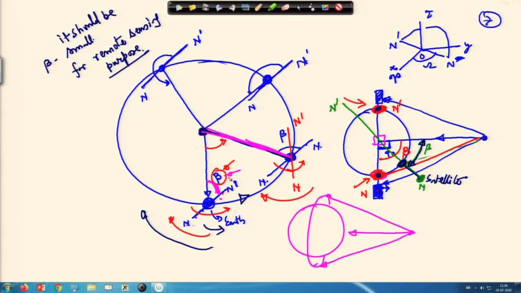And wherever this is available, we call this the sun synchronous orbit. This beta can be set to any value, and whatever beta you maintain at the time of launch, the same beta can be maintained for all time. But for that, what is required?